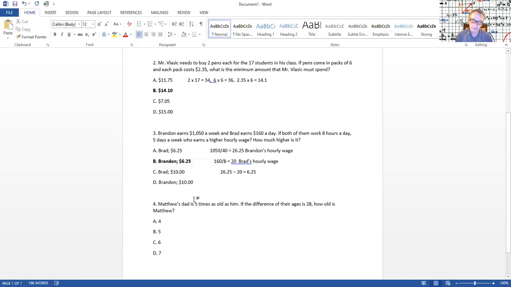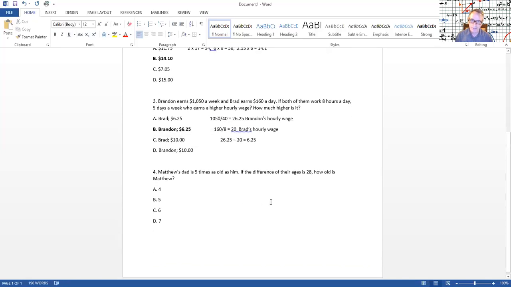There it is. And finally, let's finish with, oh, it stopped buzzing. That's great. Okay, Matthew's dad is 5 times as old as him. If the difference of their ages is 28, how old is Matthew?